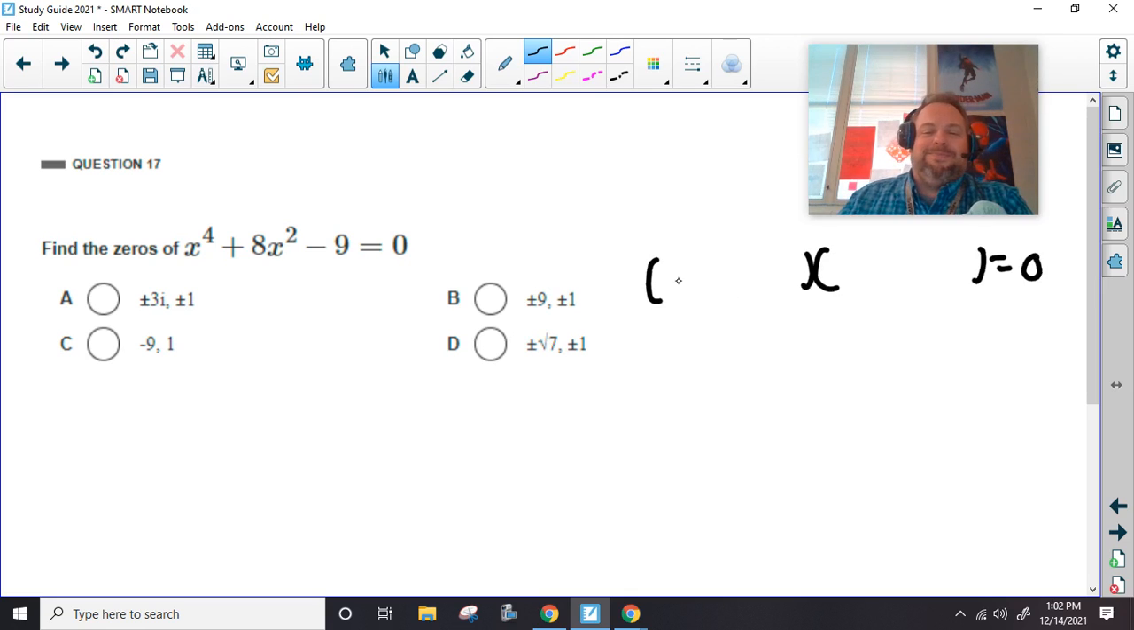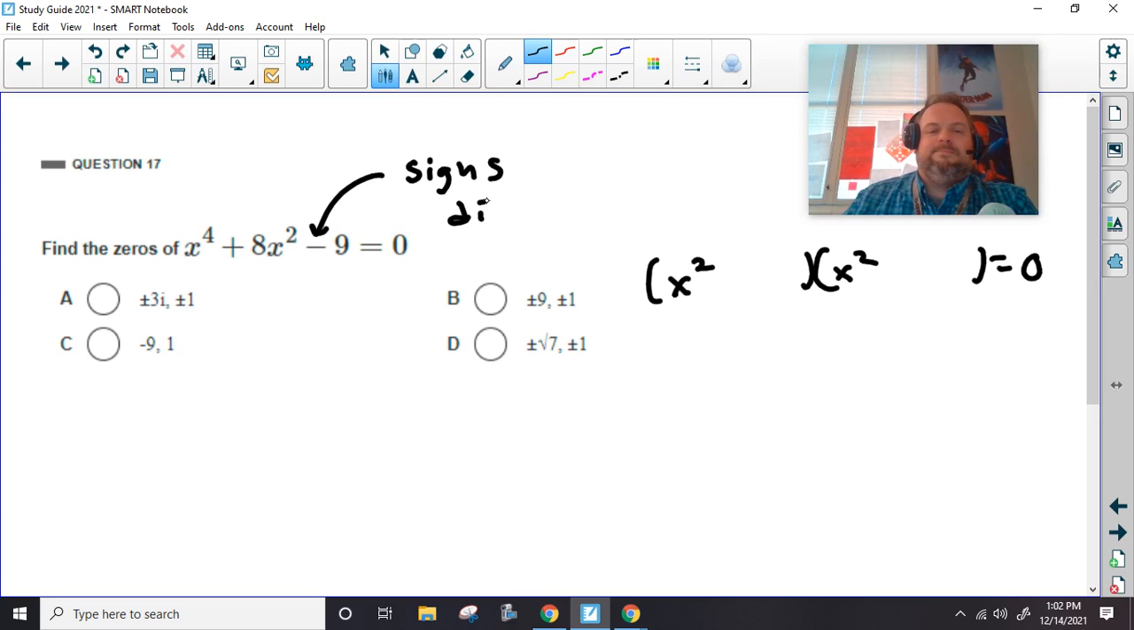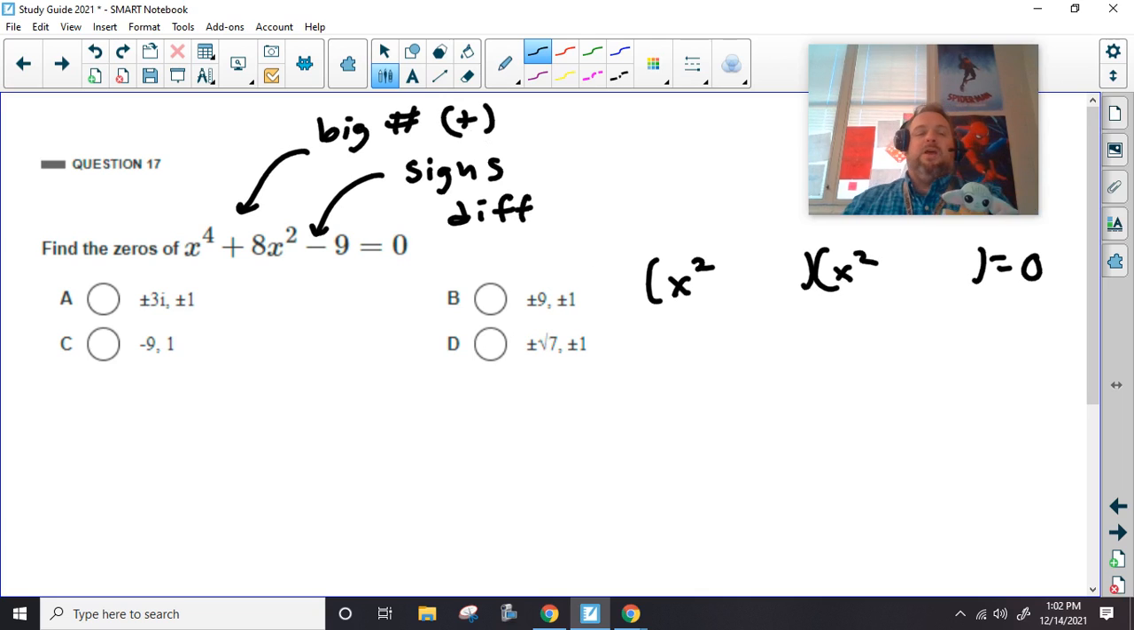Yeah. Now, the only thing that differs in this factoring is because this is to the fourth. Instead of just being regular x right here, we'd actually put x squared. This tells me the signs are different. And this tells me the big number is positive. All right. What two numbers, when you multiply them, you get 9, but when you combine them, you get 8?